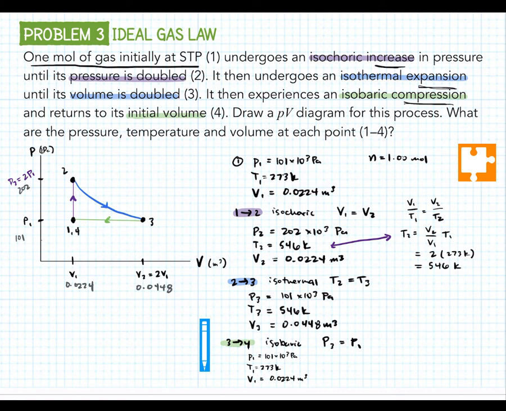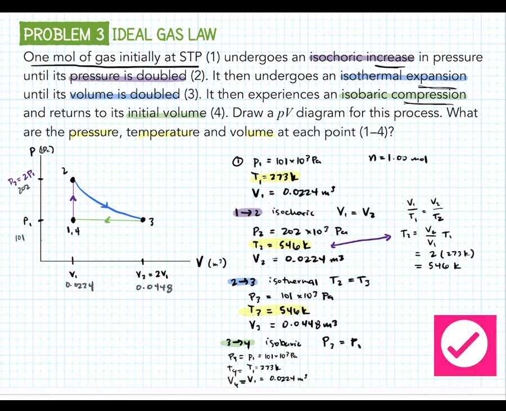So now that we've labeled the graph, the temperatures are really the only thing that we didn't have before. Having the temperatures at each point, temperature 1, temperature 2, and temperature 3, now we know all of the pressure, temperature, and volume at each point, 1 through 4. And just as a reminder, this is equal to P4, T4, and V4 because this is a complete cycle.